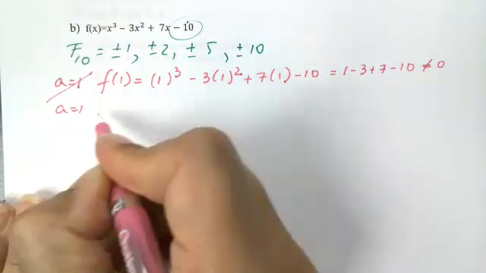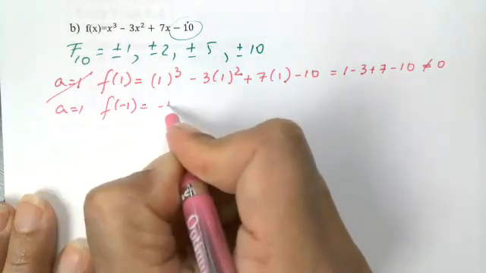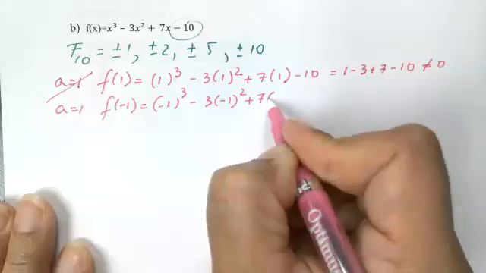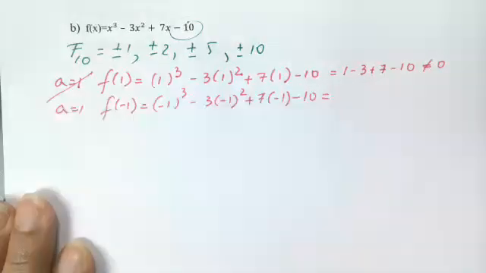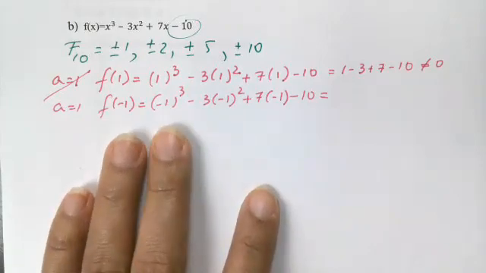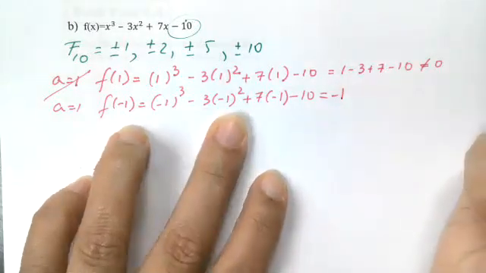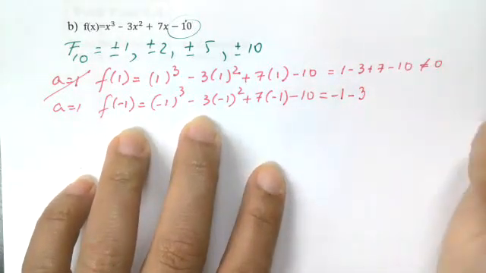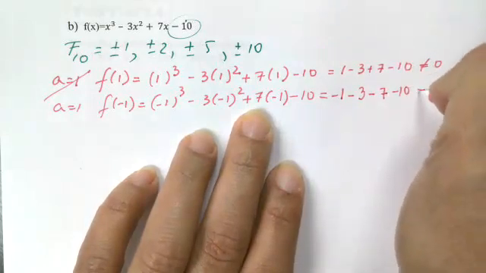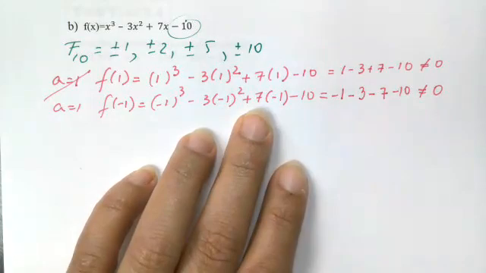How about -1? Plug in -1 everywhere there's x. And then we get -1, -3, minus 7, minus 10. They're all negative, so not equal to 0.